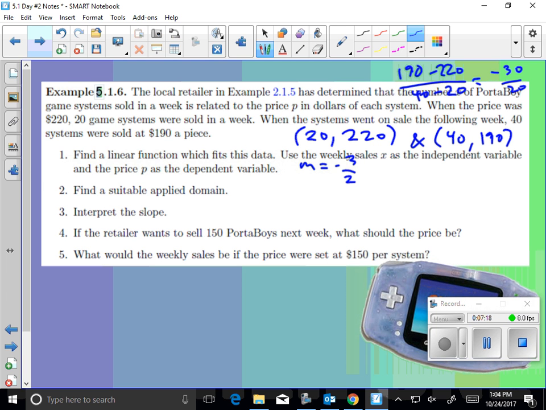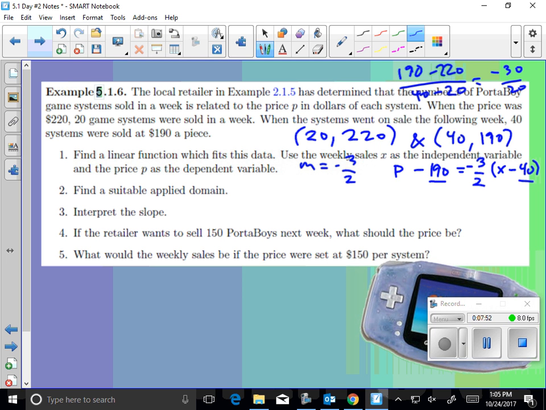Okay, so the price is related to the number of units in this way. This is going to be point slope form. I need a point and a slope. Well, I know a point. I could use either of these two. In this case, I'm going to use 190. The slope is negative 3/2, and the x value that goes along with that is 40. This right here could help us to predict either price or number of units based on the other one.